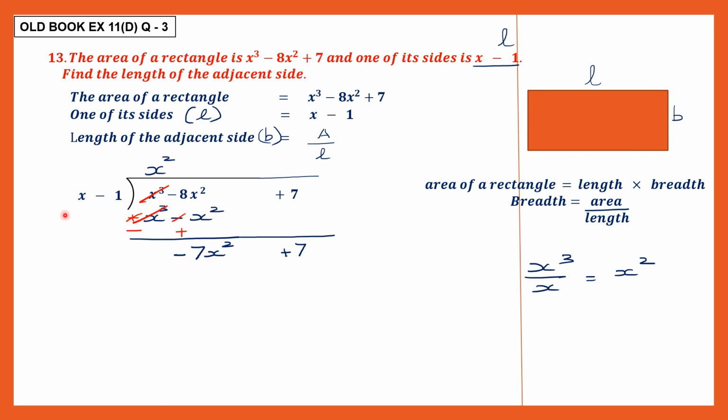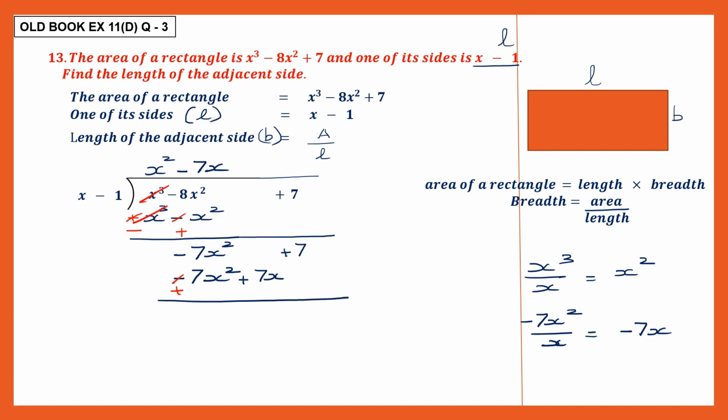Again, take the first term here divided by the first term here. So minus 7x square divided by x. The sign is minus, the number 7, x square divided by x is simply x. So now we have minus 7x, put it in the quotient. Now multiply minus 7x into each term here. Minus into plus is minus. The number is 7, x into x is x square. Now we are going to multiply minus 7x into minus 1. Minus into minus is plus, then 7x into 1 is 7x. Now let's change the sign. So this becomes plus, this is minus. So here minus 7x plus 7x is 0.